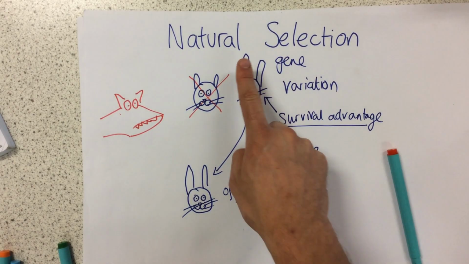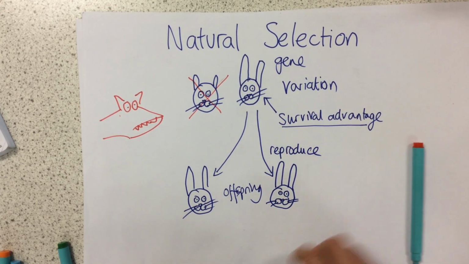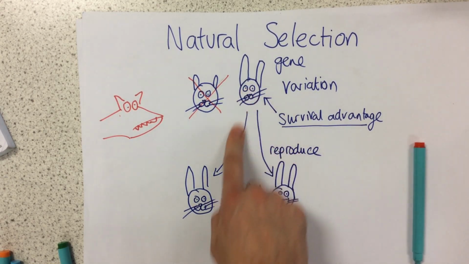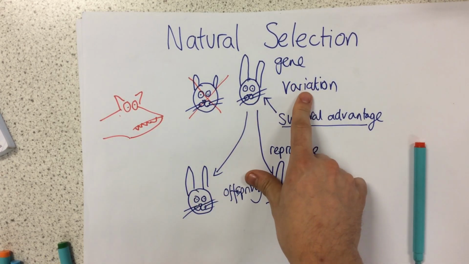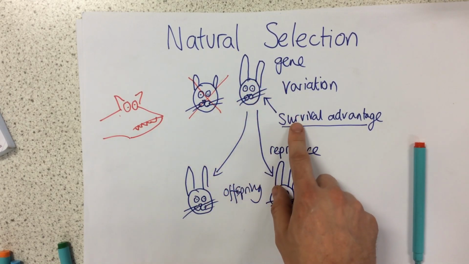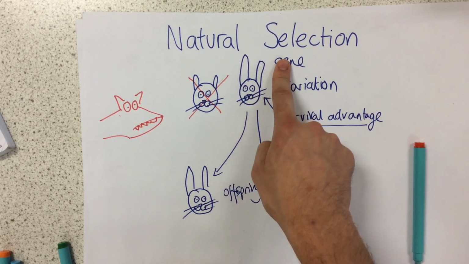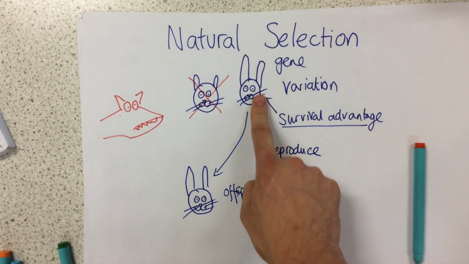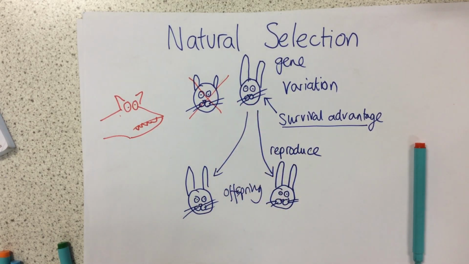So just to summarize, natural selection is basically the driving force behind evolution. It's how we have changing in organisms over a period of time. It's based on variation between a population, a particular characteristic providing a survival advantage, therefore that particular gene being more likely to be passed on to the offspring because that individual has lived long enough to be able to reproduce.